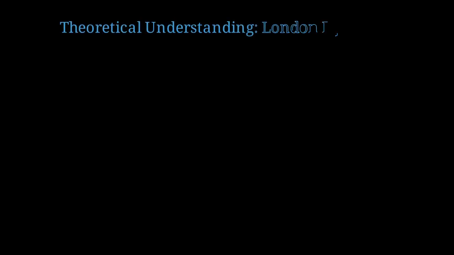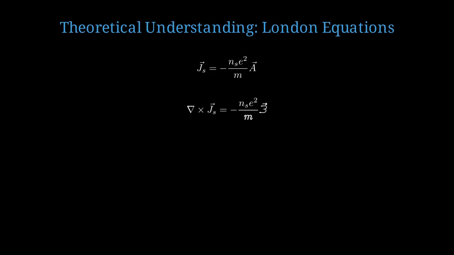Let's develop the theoretical framework. The London brothers proposed phenomenological equations in 1935 that explain the Meissner effect. The first London equation relates the supercurrent density, Js, to the vector potential A: Js equals negative ns e squared over m times A. Taking the curl gives us the second London equation. Del cross Js equals negative ns e squared over m times B. This equation directly implies that currents flow to expel magnetic fields.